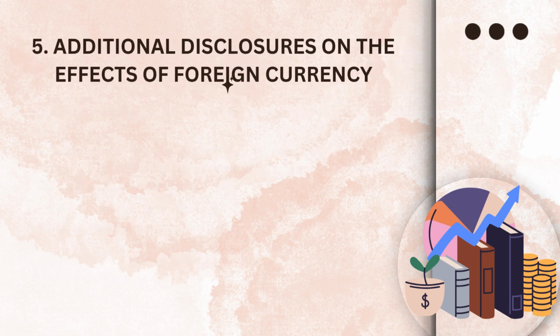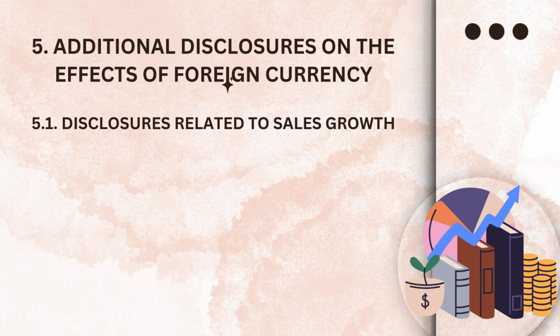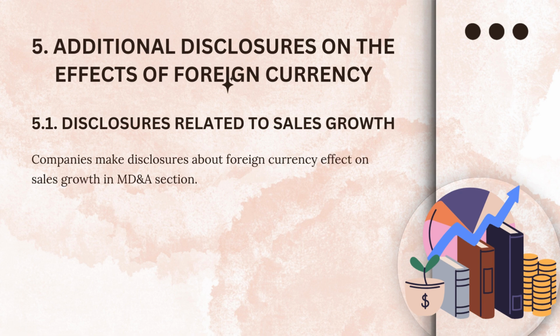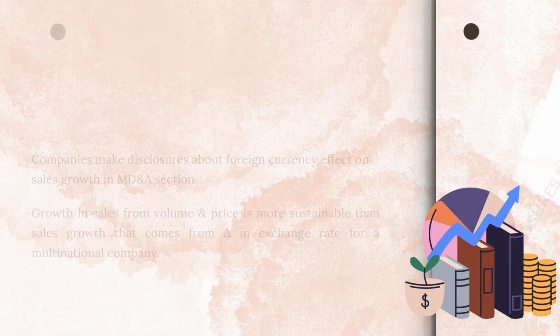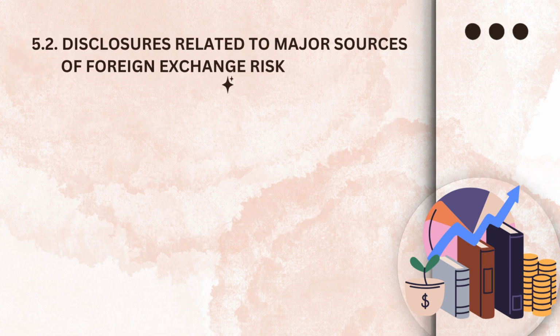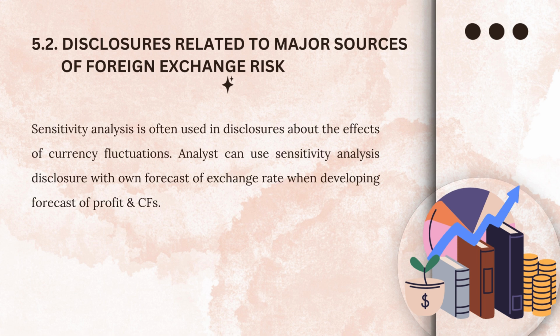5. Additional disclosures on the effects of foreign currency. 5.1 Disclosures related to sales growth. Companies make disclosures about the foreign currency effect on sales growth in the MD&A section. For a multinational company, growth in sales from volume and price is more sustainable than sales growth that comes from changes in exchange rate. 5.2 Disclosures related to major sources of foreign exchange risk.